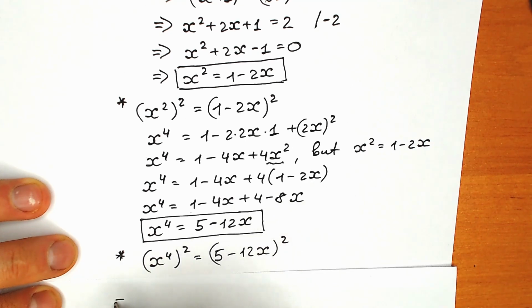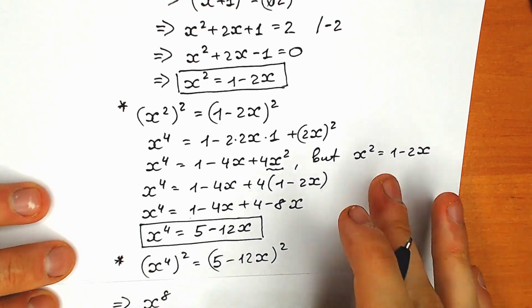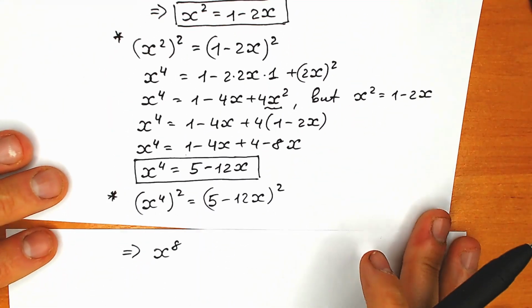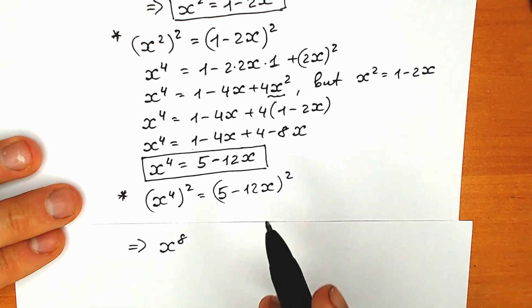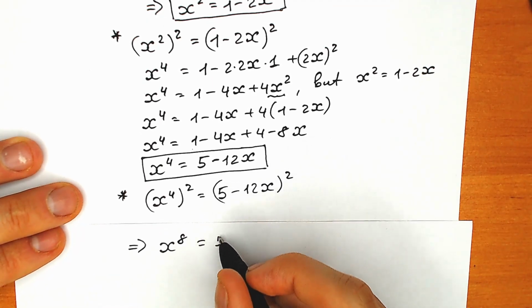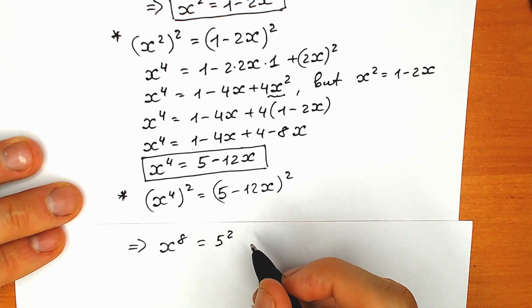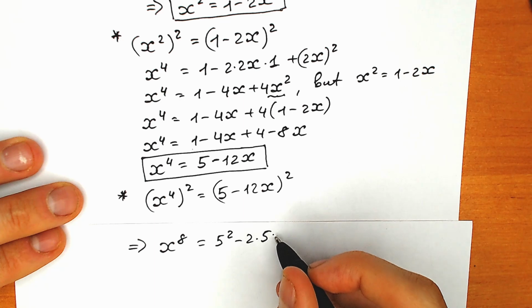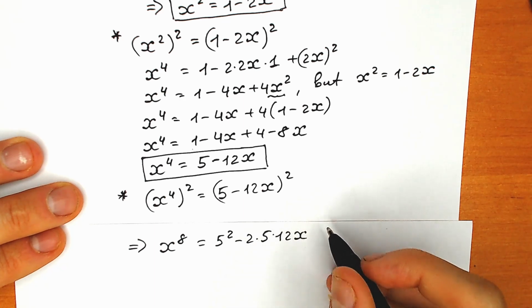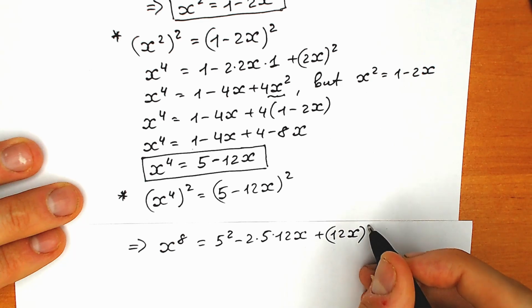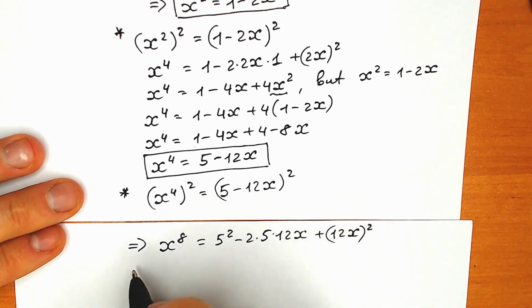As a result, what do we have right here? x to the 8th power. As I said before, we need to find x to the 10th power. Yeah, we're getting closer and closer step by step to our x to the 10th power. Equal to, right here we have 5 squared. This is our basic formula. So we have 5 squared minus 2 times 5 times 12x according to the basic school formula, and of course plus 12x to the second power. Really great. Let's simplify this a little bit.